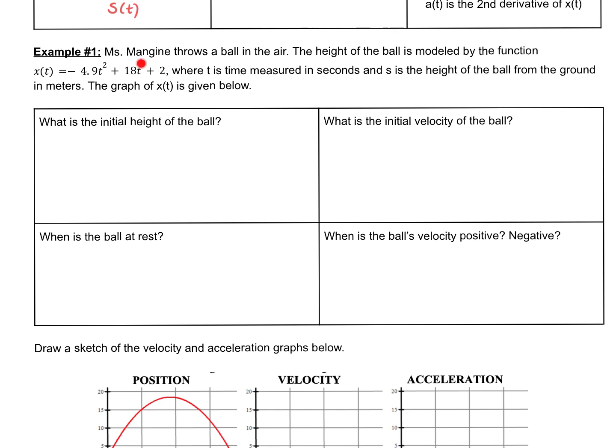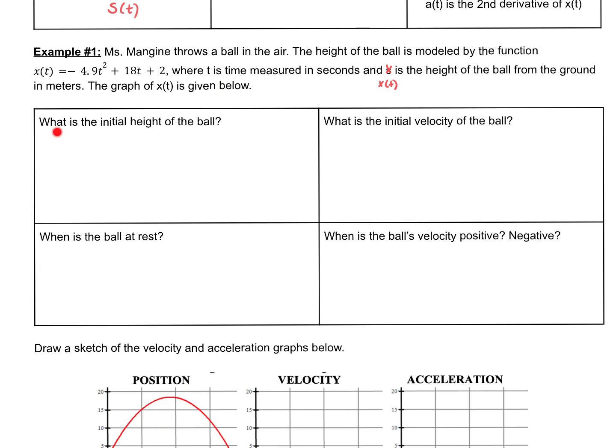So it says, Miss Mangine throws a ball in the air. The height of the ball is modeled by this function, x of t, where t is measured in seconds, and x is the height of the ball from the ground in meters. It should say x of t, not x. So x of t is the height of the ball from the ground in meters. The graph of x of t is given below here.